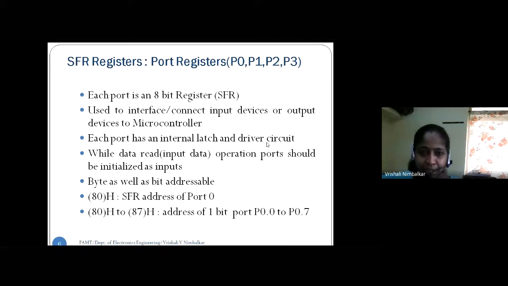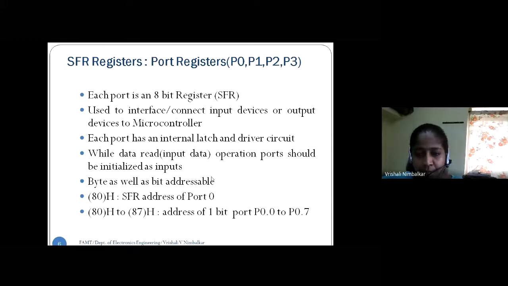We had explained last time. The internal latch is used to store the data. Read from the port, store it in the latch. If we want to write on the port, first it is stored in the latch and then it is written on the port. Reading is taking in, writing is sending out. So there is an internal latch for every port. And the driver circuit is there to increase the current capacity.